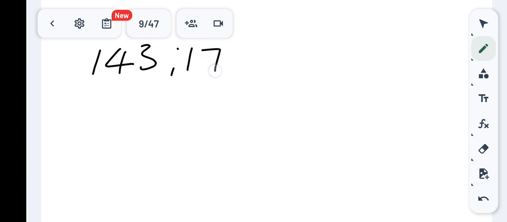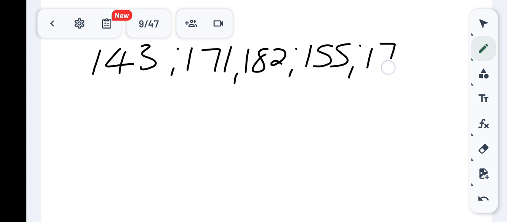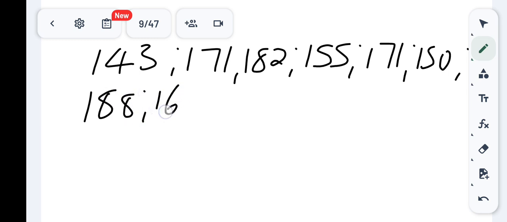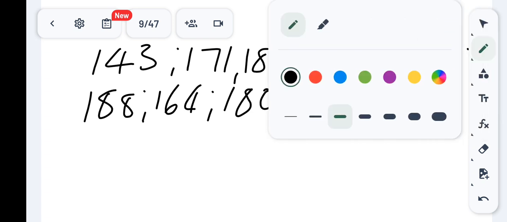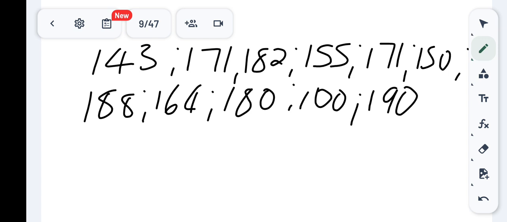143, 171, 182, 155, 171, 150, 188, 164, 180, 100, and 190. Before we can do anything in this case, we need to arrange this in ascending order. Please guys, this is very, very important. So let's arrange this in ascending order.